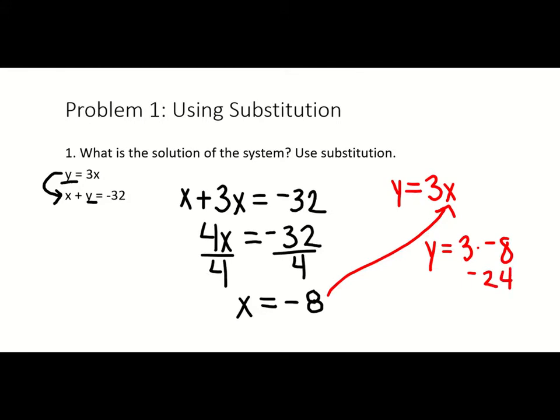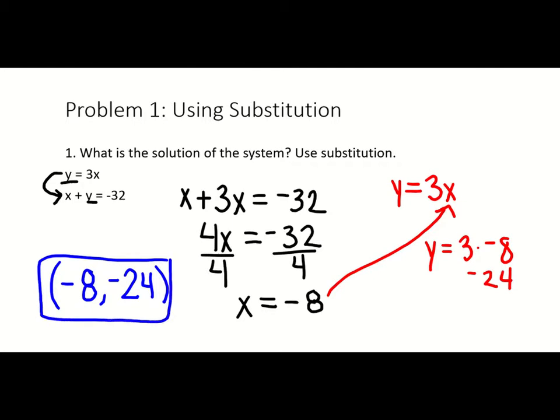So when I write my final answer, I have to write it as a point. My x value always coming first. My y value always coming second. So my solution to this system is negative 8, negative 24.